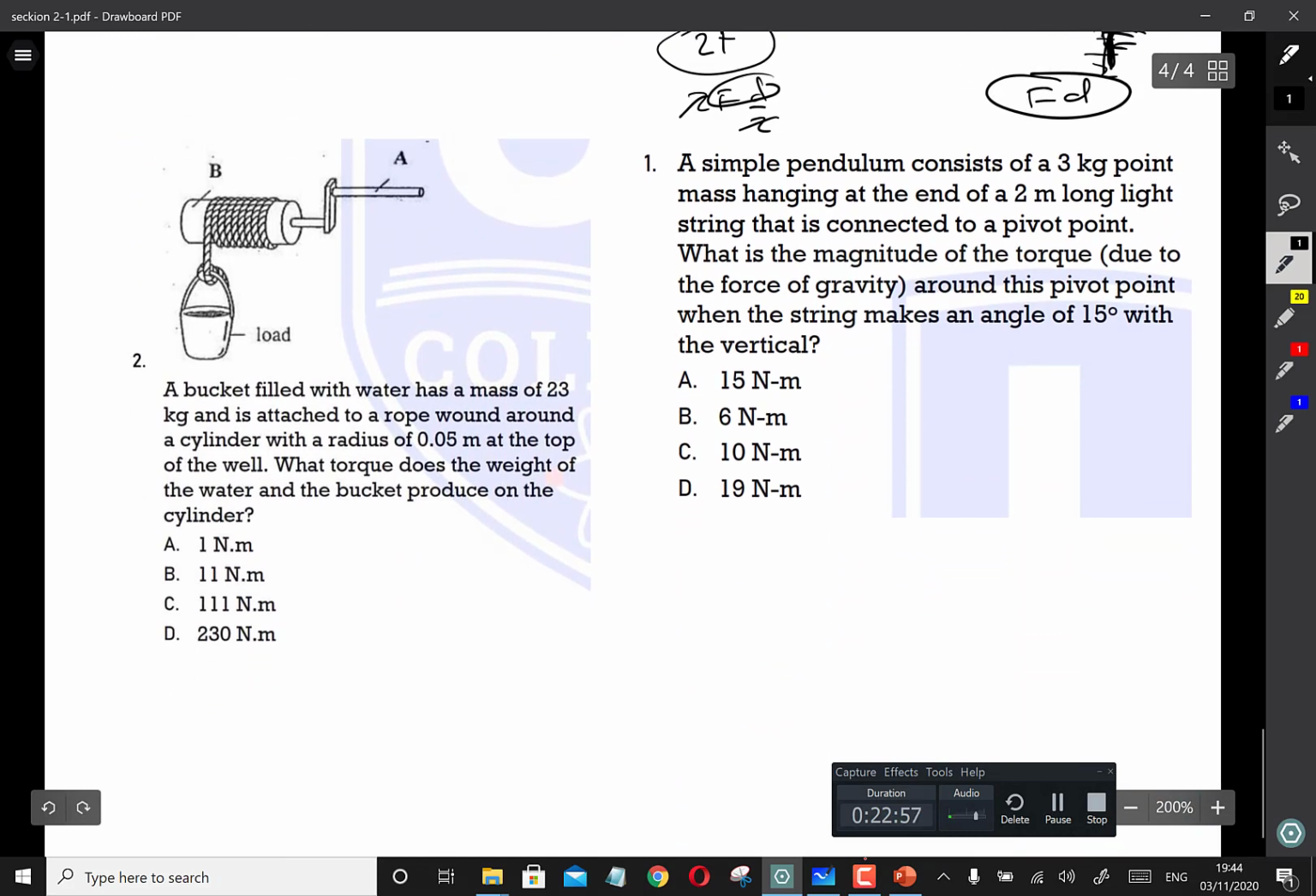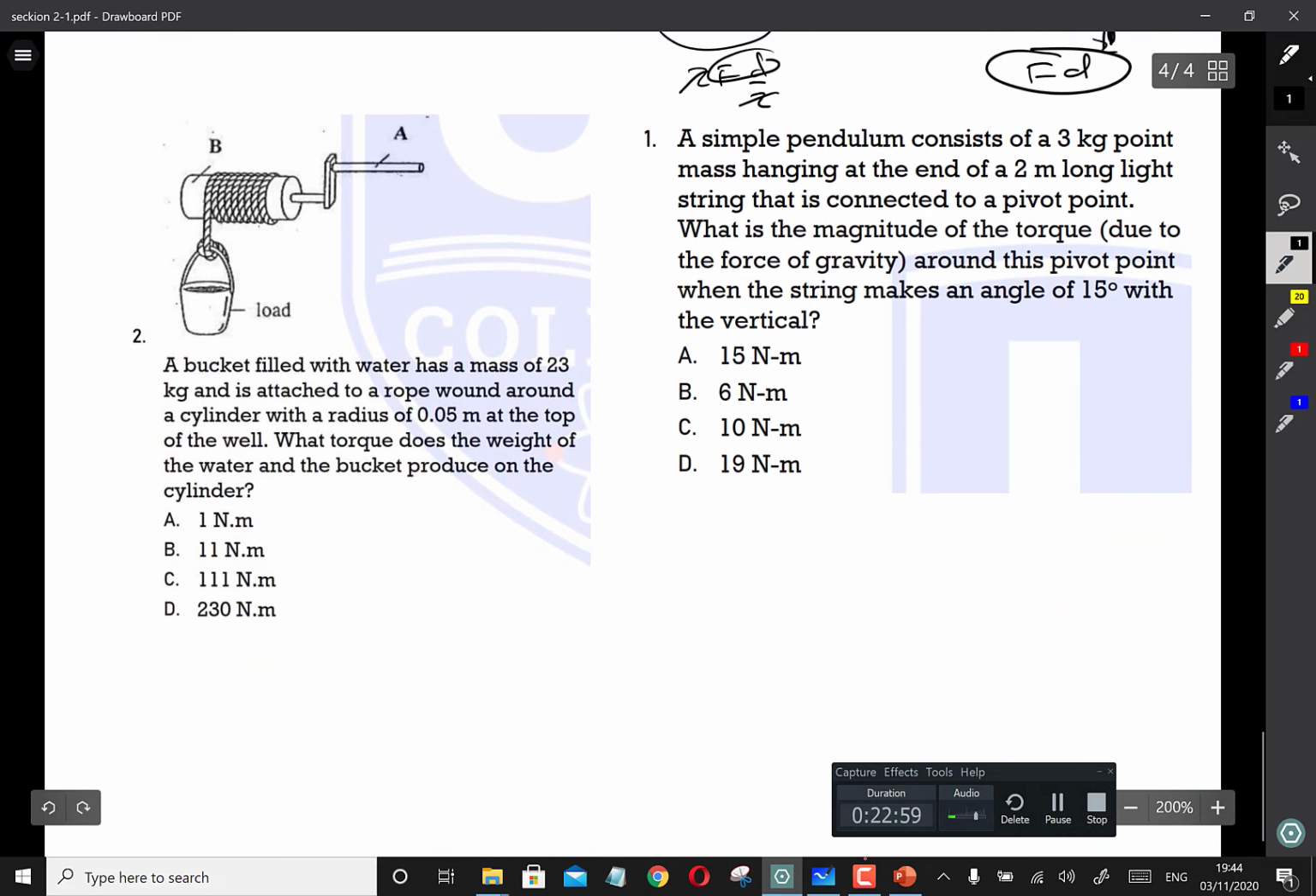Question number 2. A bucket filled with water has a mass of 23 kg, and is attached to a rope wound around a cylinder with a radius of 4.5 meters at the top of the wheel. What torque does the weight of the water and bucket produce?